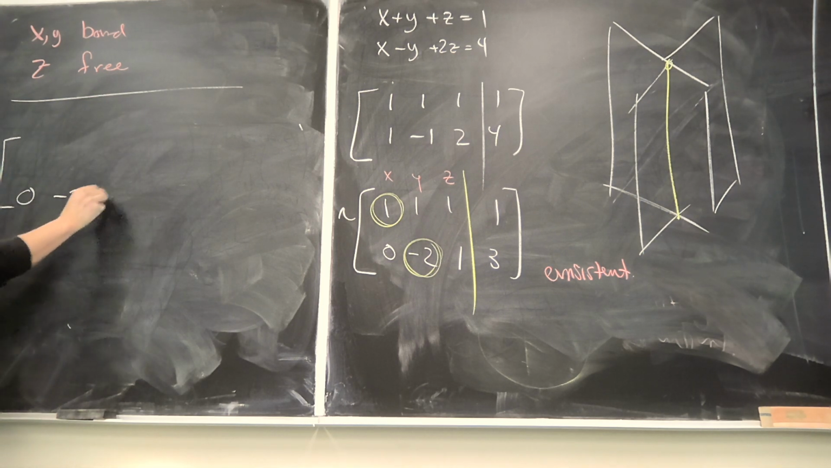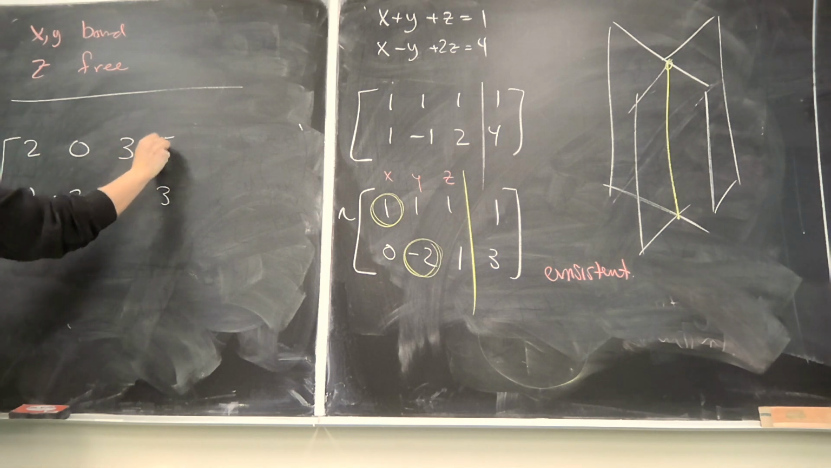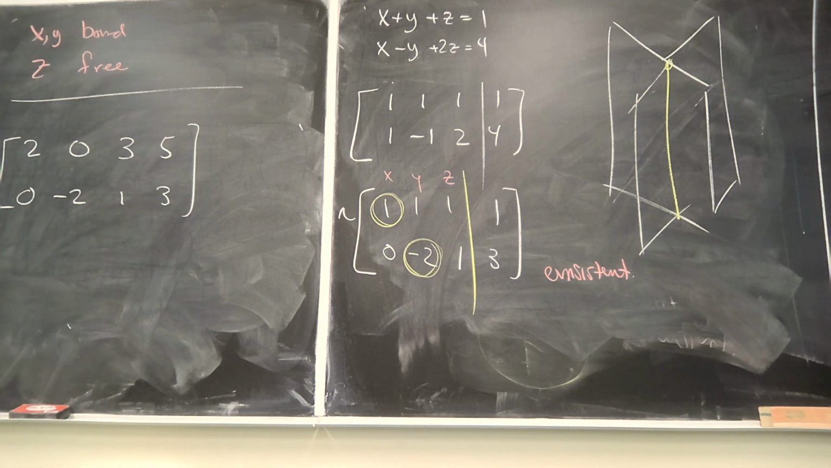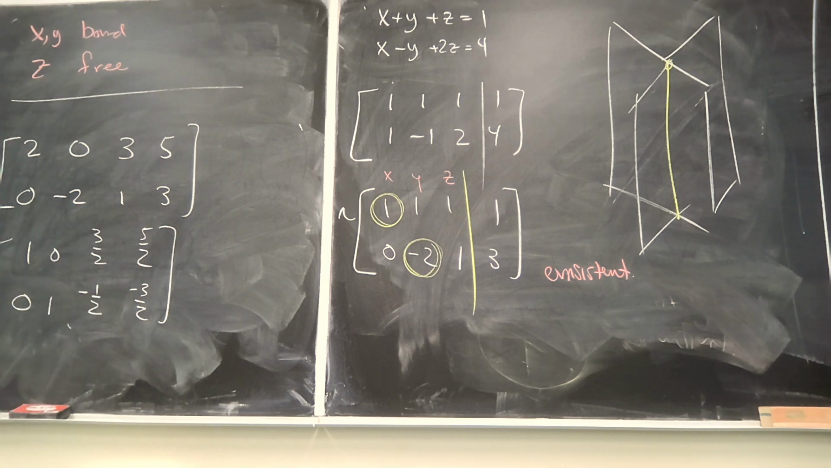So [0, -2, 1, 3], and then, gosh darn it, okay, let's see, [2, 0, 3, 5]. I did 2 times the first row plus the second one and then replaced the first row. You're allowed to do that. I'm avoiding fractions, so you don't have ones. Well, I could put them there, right? [1, 0, 3/2, 5/2; 0, 1, -1/2, -3/2]. That'll do it.